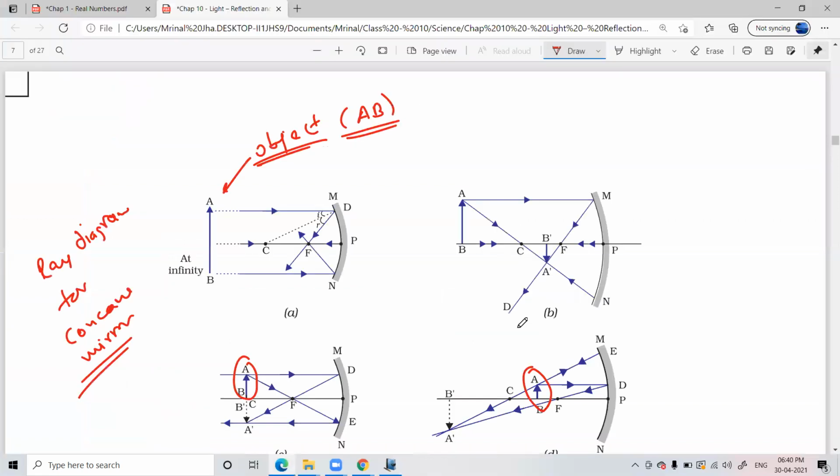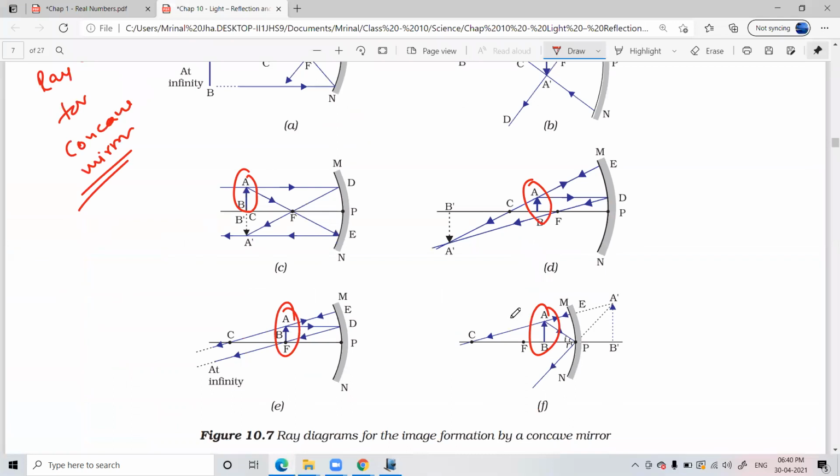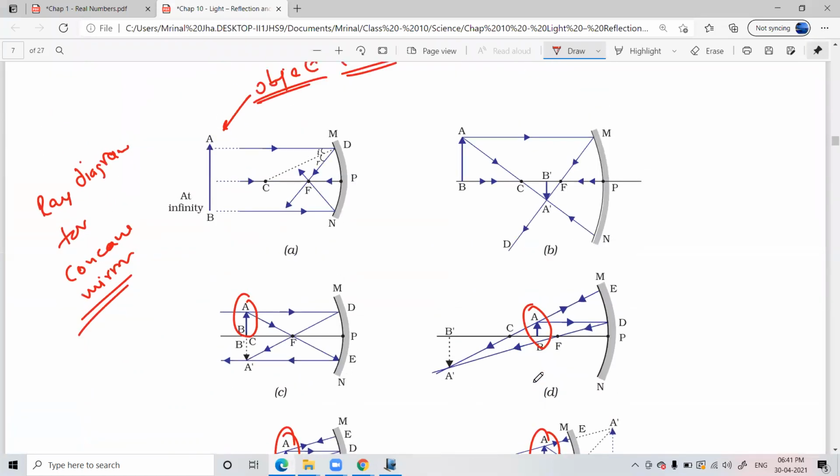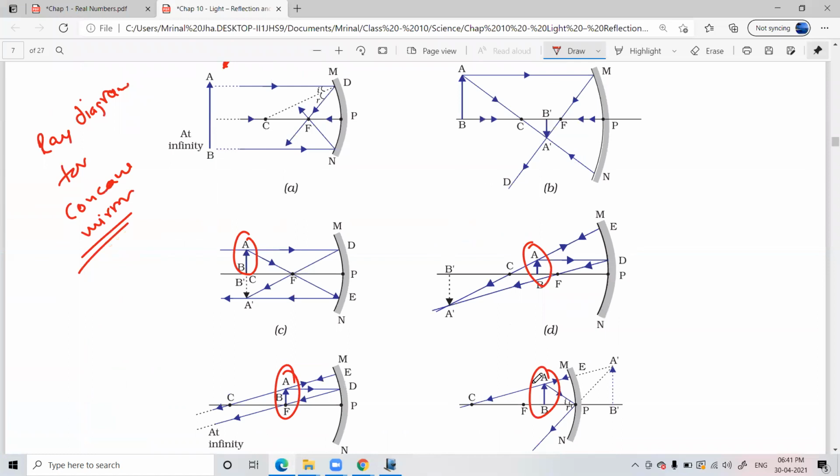So the basic idea I want you to understand is what these ray diagrams are there for. They're asking you to learn 6 of them. Why should I learn it? What's the big deal in this? Why should I put my head so much into this? All these 6 ray diagrams basically tell you that depending on the position of the object, where it is, where the image will be formed. So just these 6 diagrams cover all the possible cases for this particular mirror.